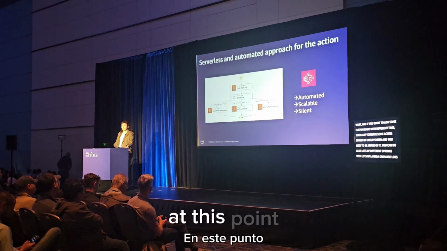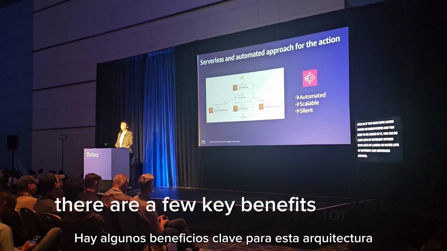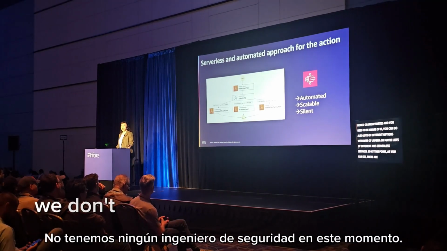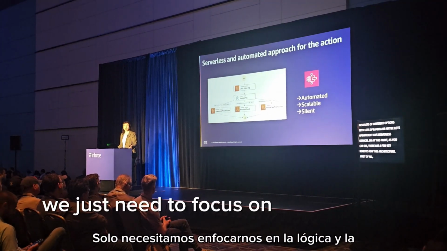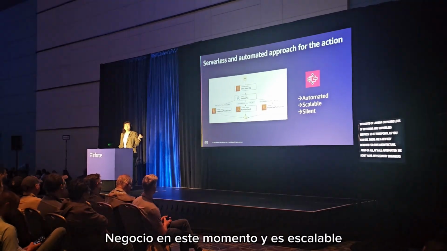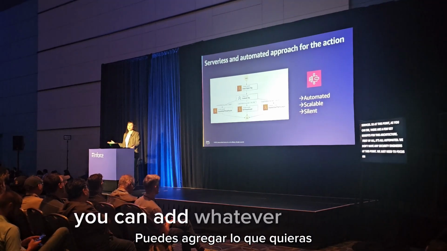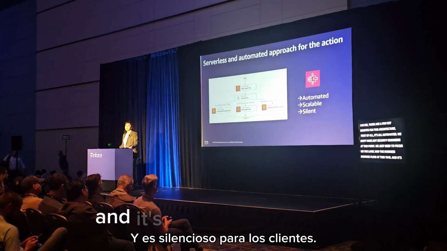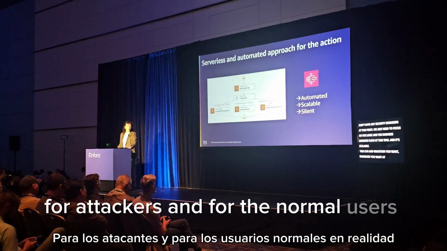So at this point, as you can see, there are a few key benefits for this architecture. First of all, it's all automated. We don't have any security engineers at this point. We just need to focus on the logic and the business flow at this time. And it's scalable. You can add whatever you want, whenever you want, to this architecture. And it's silent for the client, for attackers, and for the normal users actually.